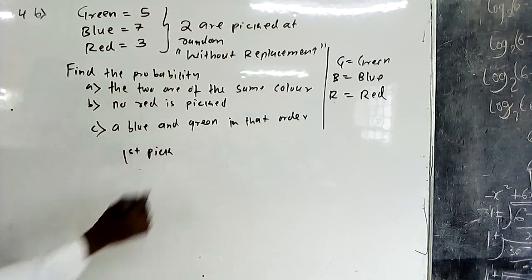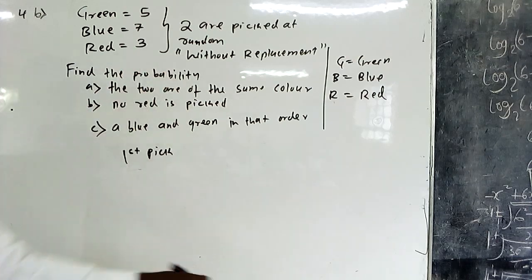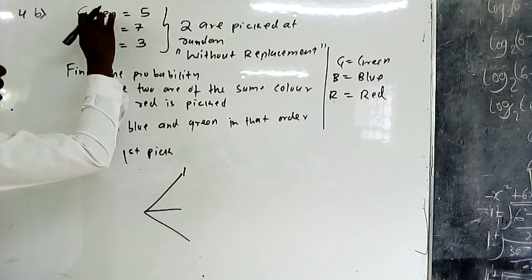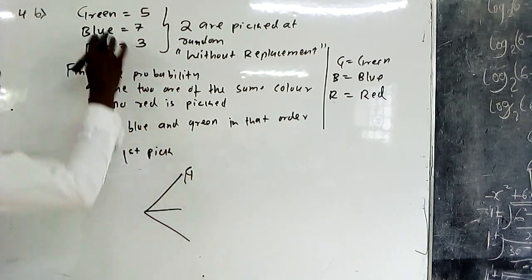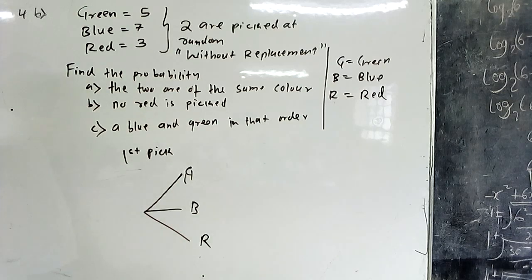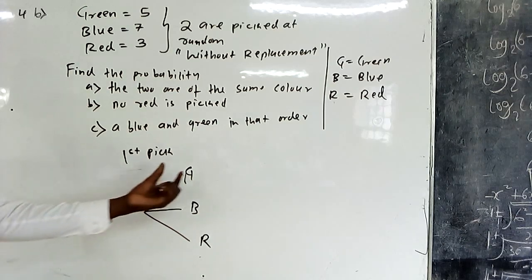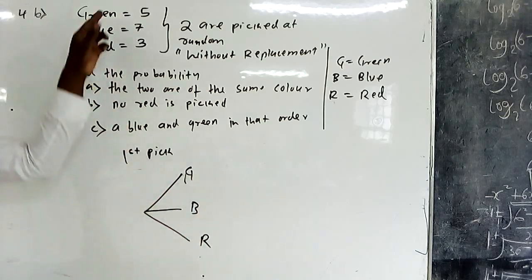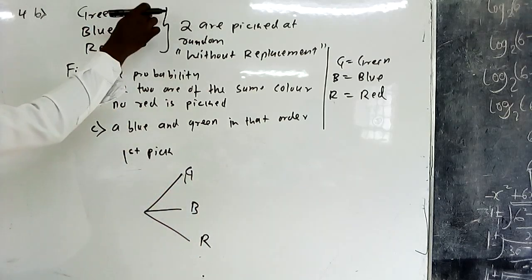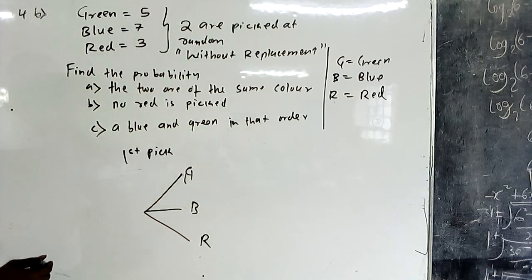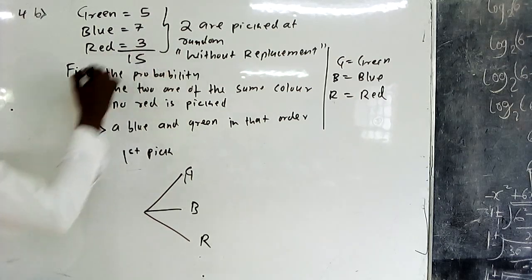In the first pick, when he dips his hand inside this bag, it's going to pick either green, blue, or red, isn't it? Are you seeing that? But what is the total in this bag? 5 green plus 7 blue plus 3 red, we have a total of 15, isn't it?